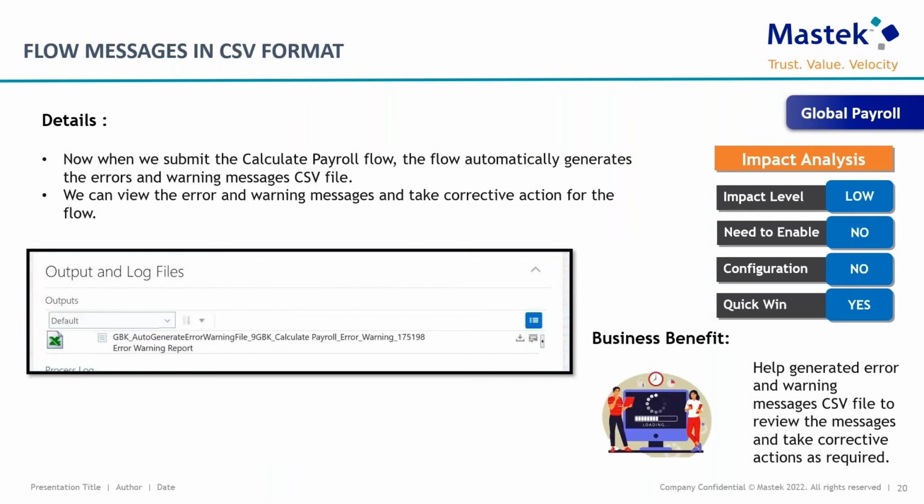Flow message in CSV format. Now when we submit a calculate payroll flow, the flow will automatically generate an error warning message for us. Earlier, when we used to run a payroll flow, to generate an error warning message we needed to run a payroll message report. But now the calculate payroll flow itself will give us a CSV file for all error and warning messages. So it will be quite easy for us to identify all the errors and warnings we are getting in any payroll messages, and we can easily take any corrective action required.